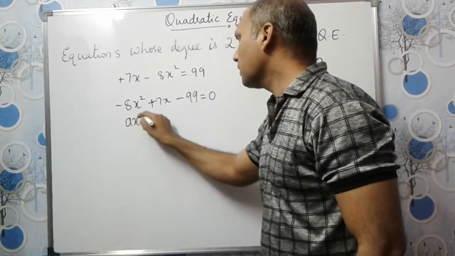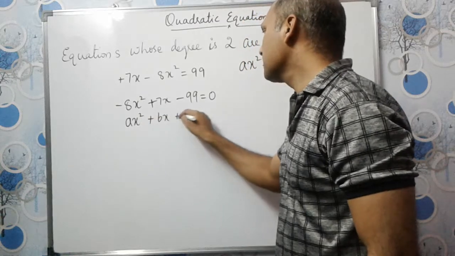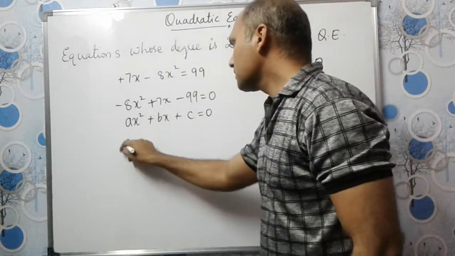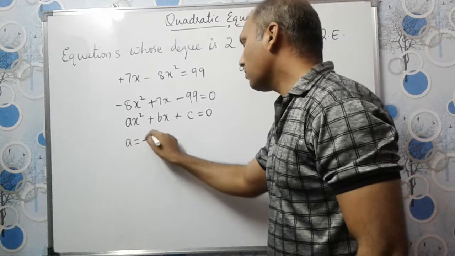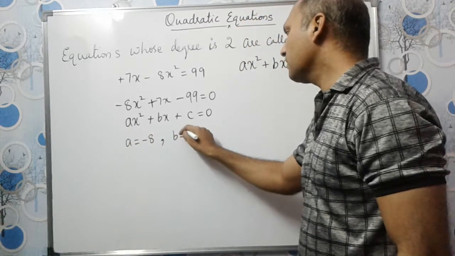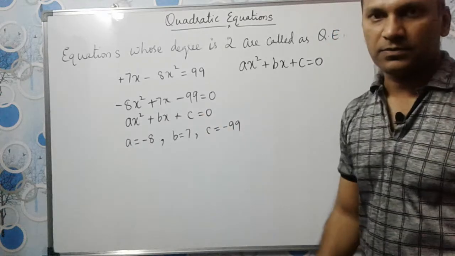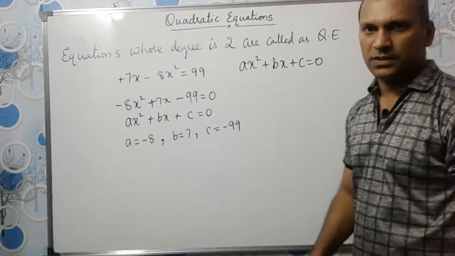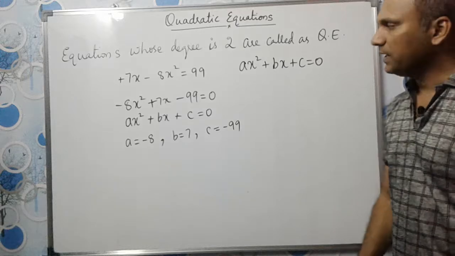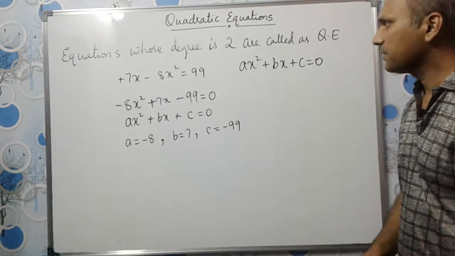Now this is in the form of ax square plus bx plus c is equal to 0. So what is the value of a? Minus 8. What is the value of b? 7. C is minus 99. Okay, very easy concept. Alright, I hope you all understood this.